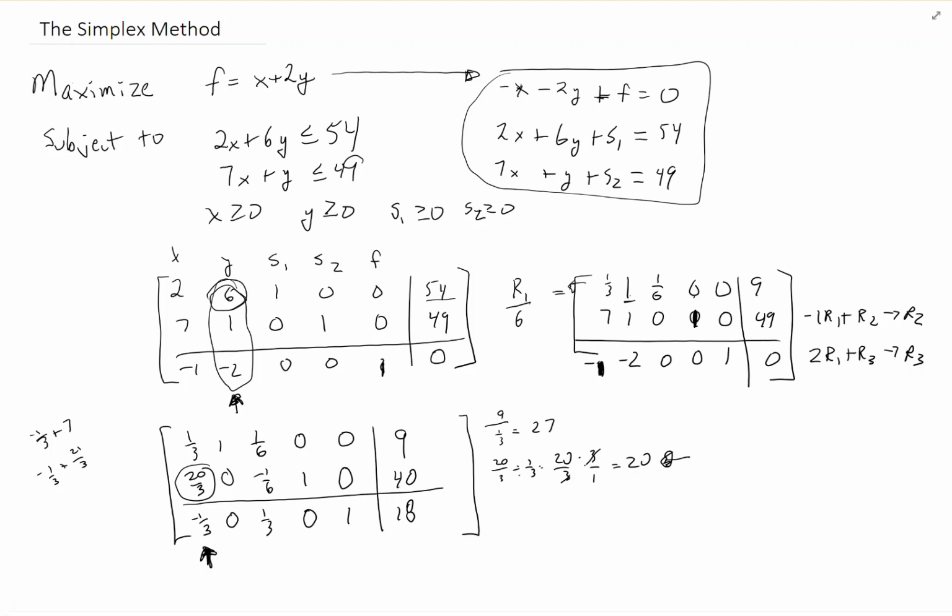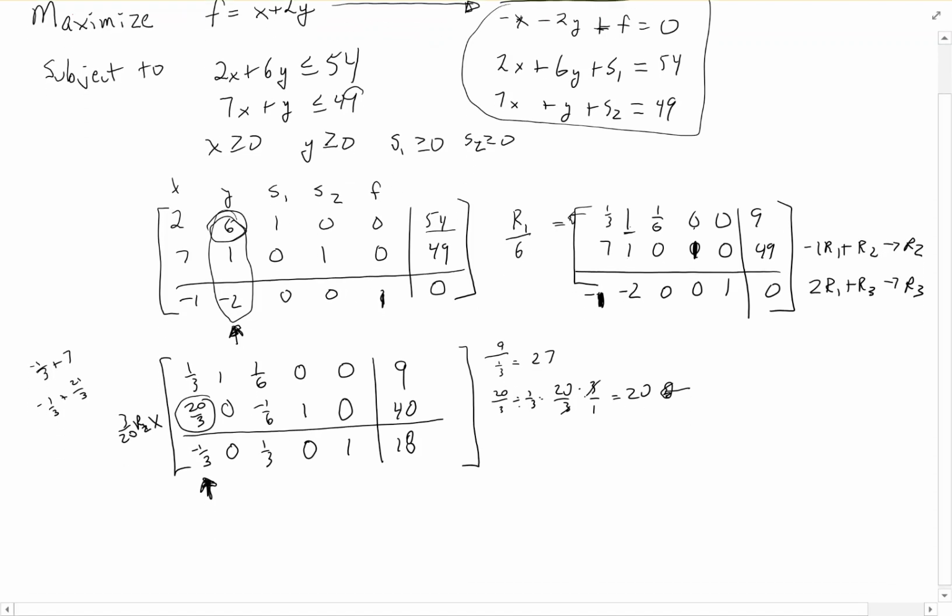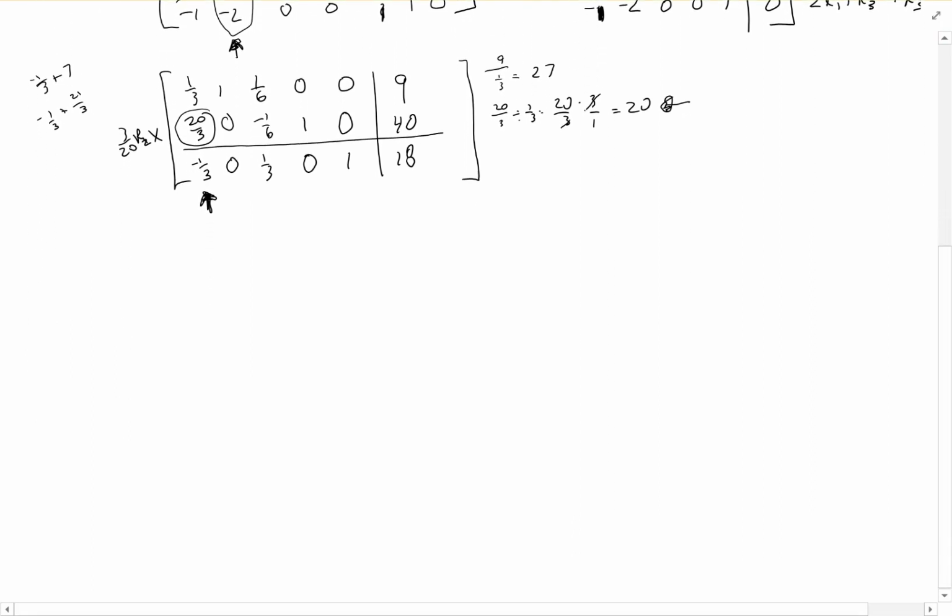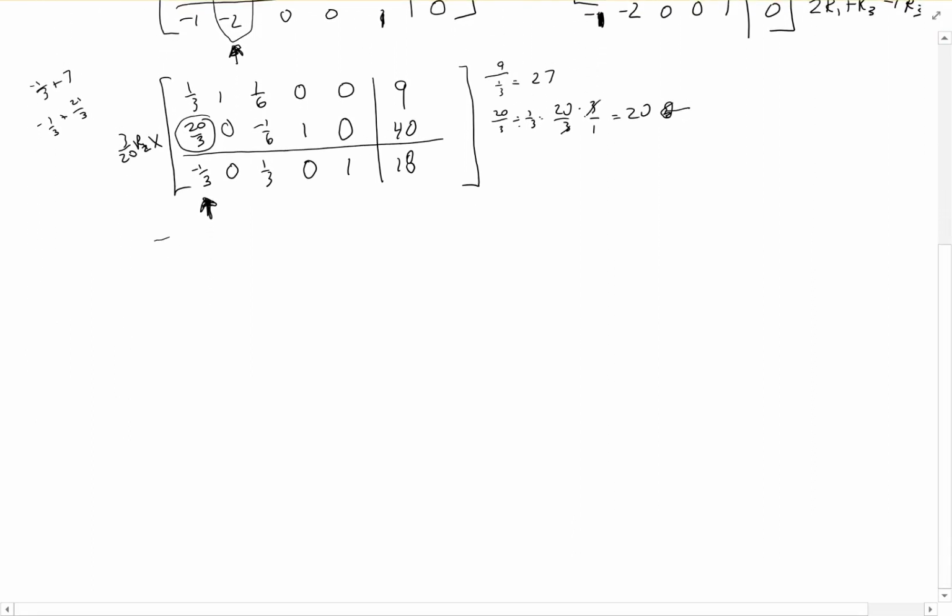All right, so let's turn that 20/3 into a 1. Let's multiply this row times 3 over 20. So we're going to take 3 over 20 and multiply it through row 2. All right, let's get a little more space here. So I'm going to leave the top row the same for now. 1/3, 1, 1/6, 0, 0, 9.